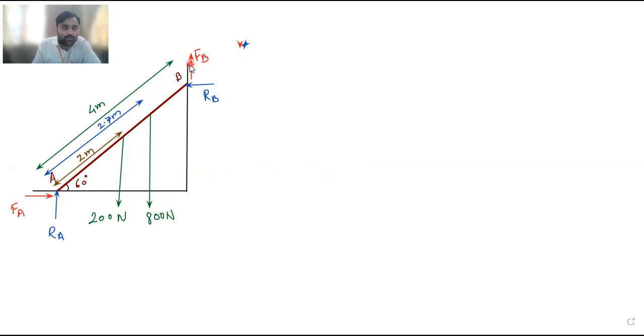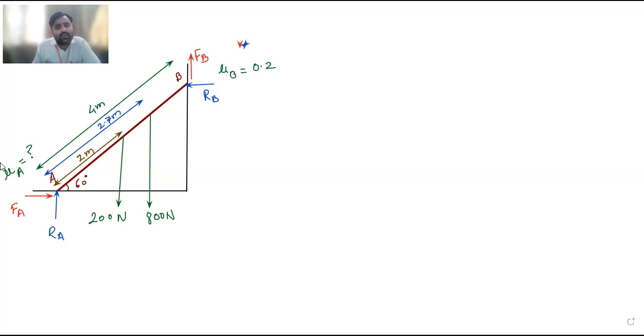We already know the coefficient of friction between the wall and ladder, so we have to find out this one. I will call this one mu B, whatever notation you want to use, you can use. Its value is 0.2. And here the coefficient of friction near point A is mu A, and that we need to calculate.